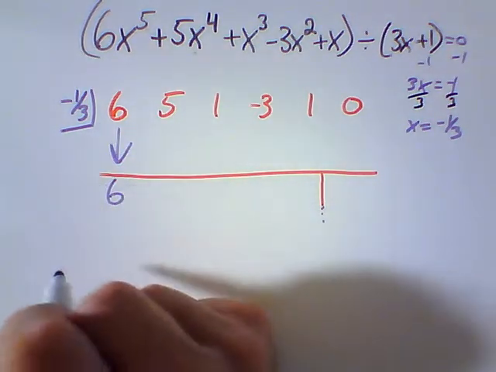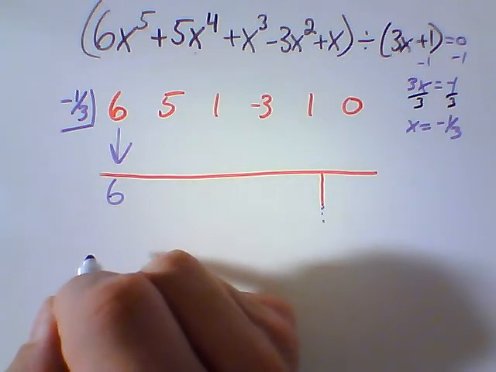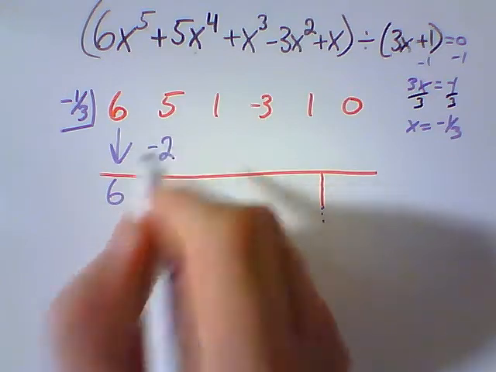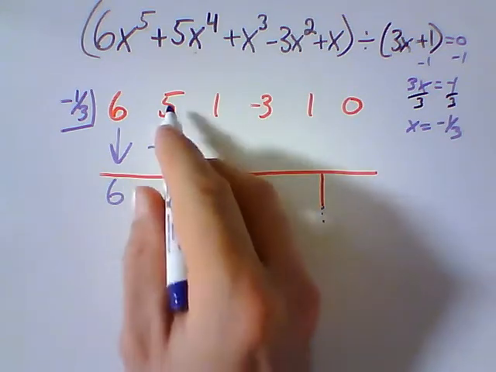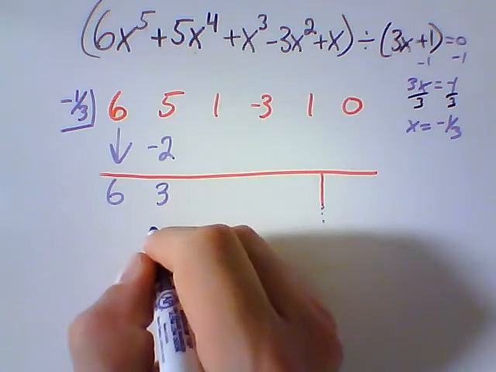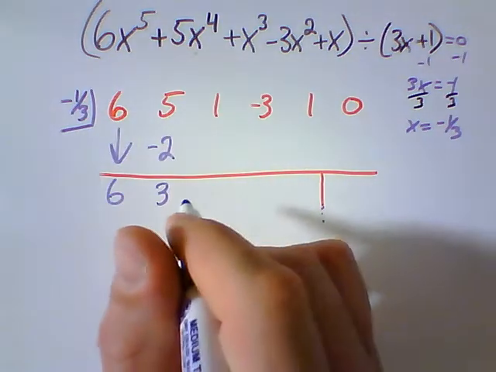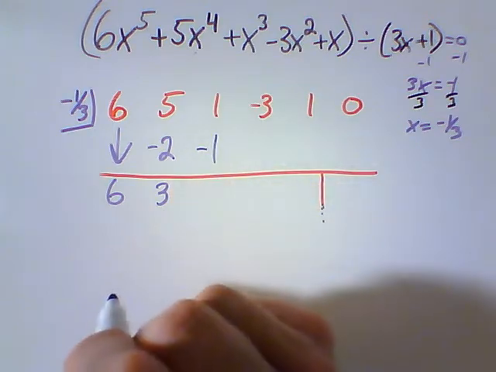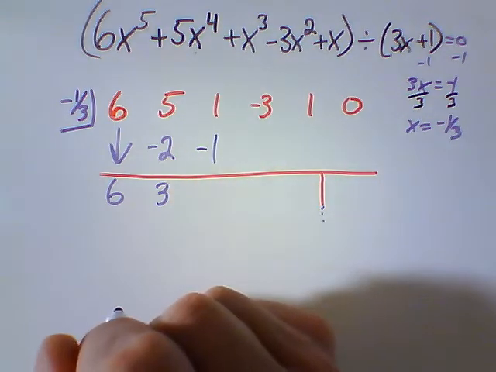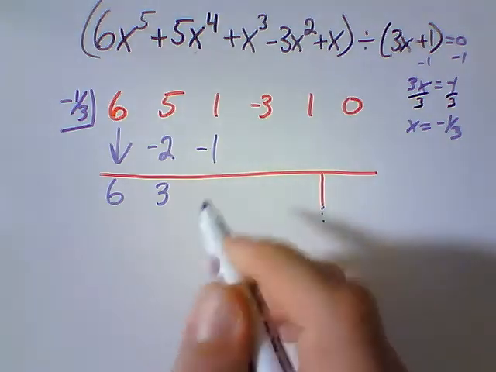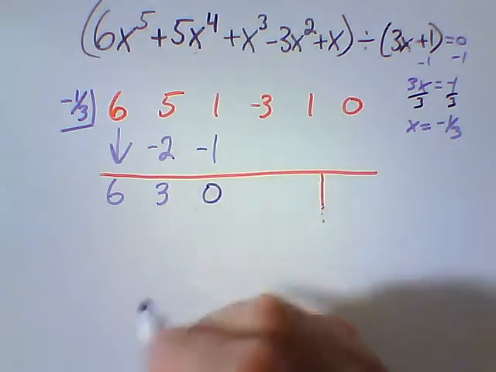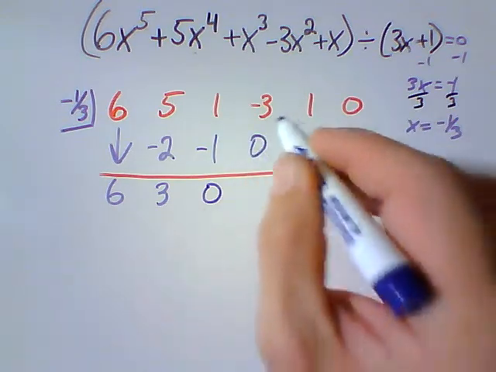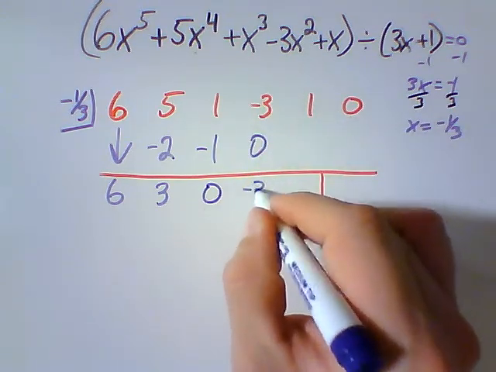6, bring him down. 6 times -1/3, that's -6/3, which happens to just be -2, right? That 5 plus -2 is 3. 3 times -1/3 is -3/3. I like to write that as that. That's how I write 3/3 every single time. That's what that line means, 3/3. 1 minus 1 is 0.